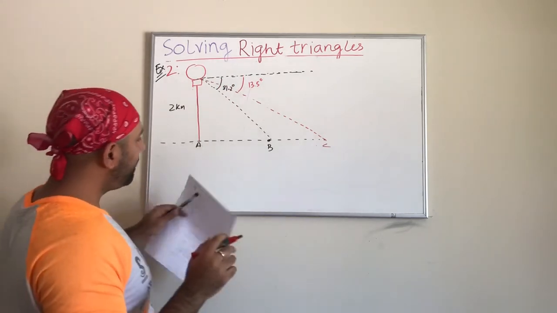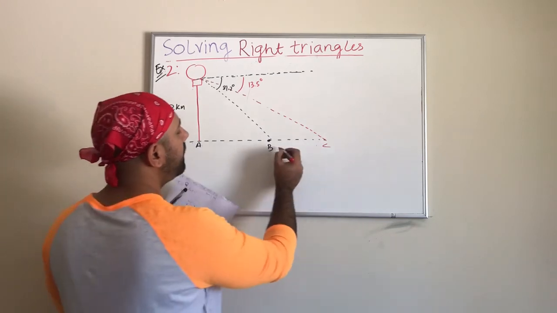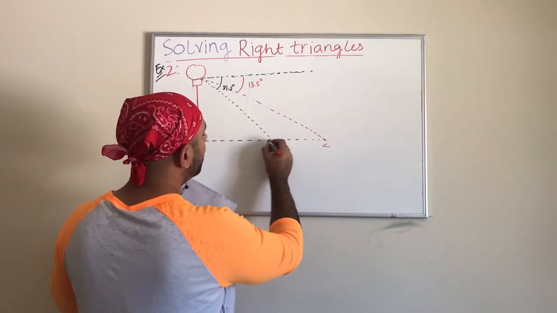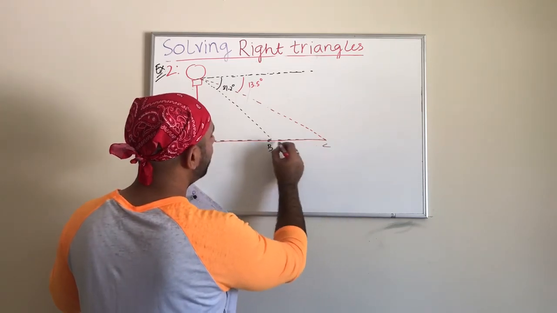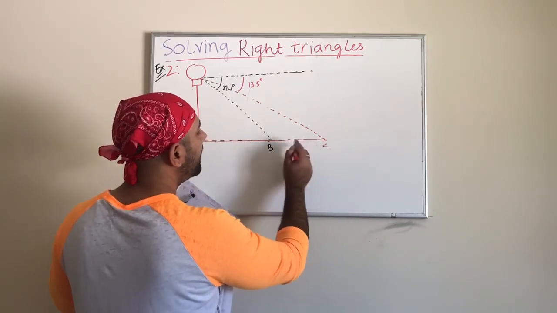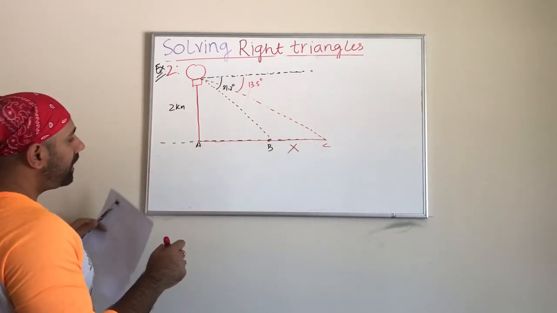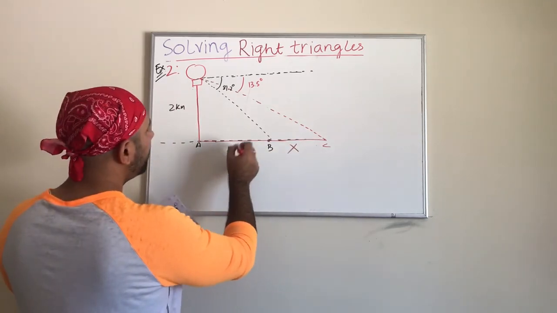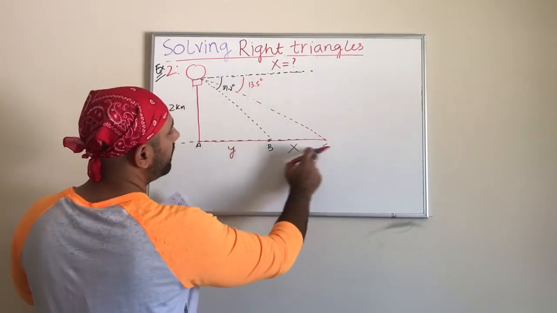Now from this given piece of information, what do we have to figure out? We have to figure out how far point B and C are from each other. So let us try to create this right triangle. And from this right triangle, we have to figure out the distance between B and C. Let us call this distance X, and let us call this Y, but all we need to figure out is the value for X. What is the distance between point B and point C?